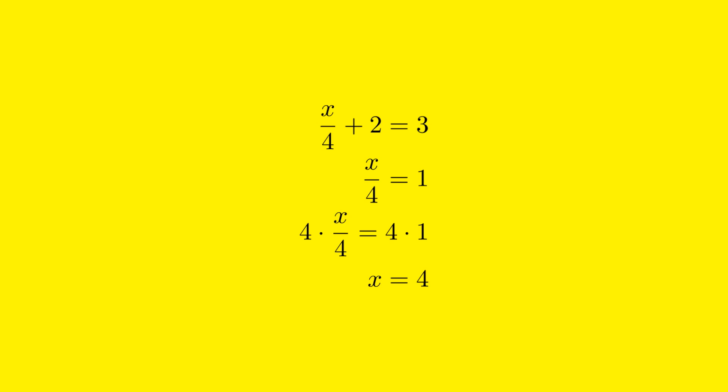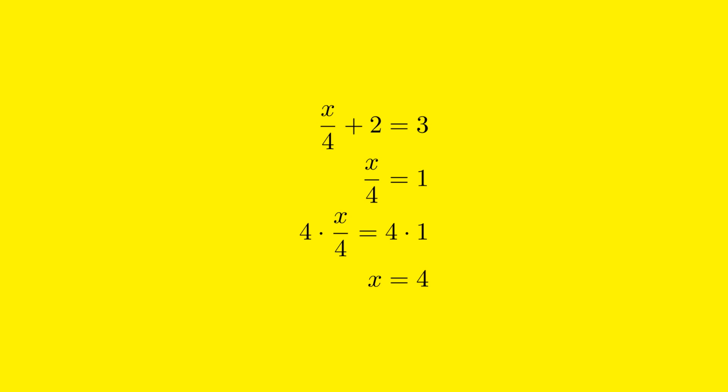If we multiply both sides of the equation by 4, we will keep the equation balanced. So we multiply the left side of the equation by 4, which means x divided by 4 times 4. The divided by 4 and times 4 cancel each other out, so we are left with just x on the left side. On the right side, we have 1 times 4, which equals 4. So the equation now is x equals 4.